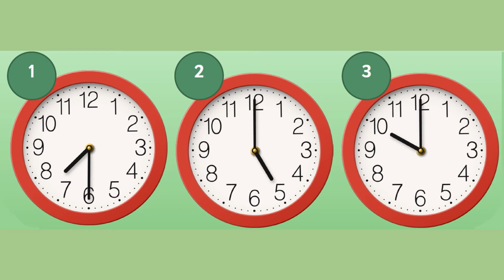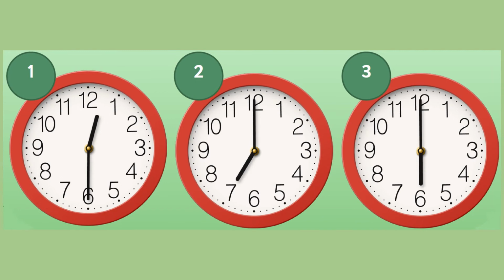Now which clock is showing 5 o'clock? It's clock 2. Which clock is showing 7 o'clock? Again, it's clock 2.